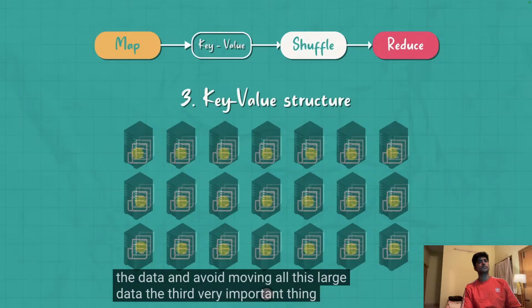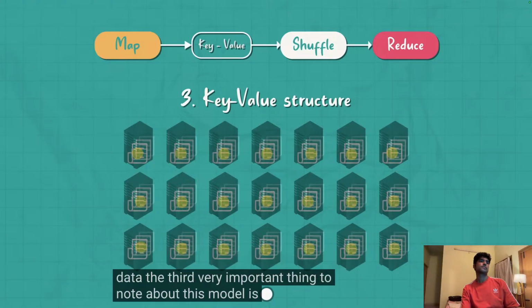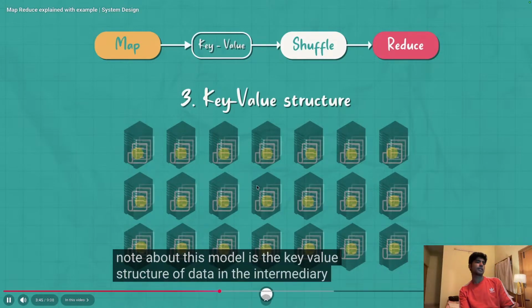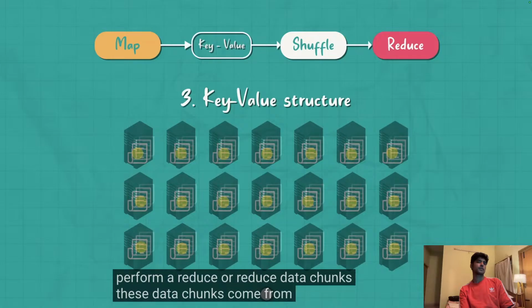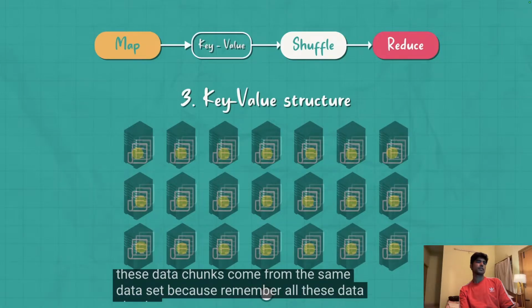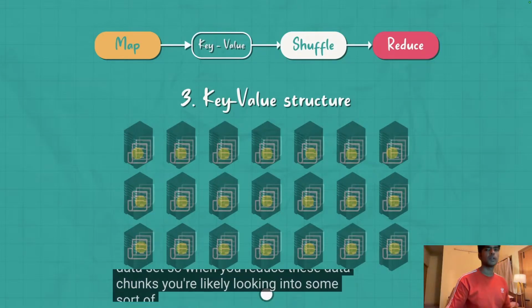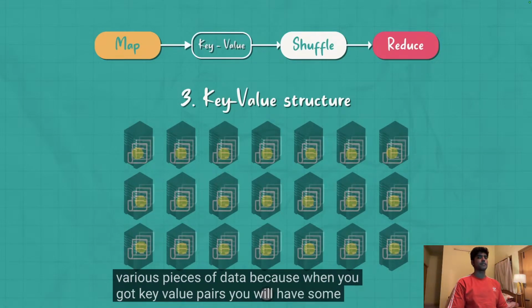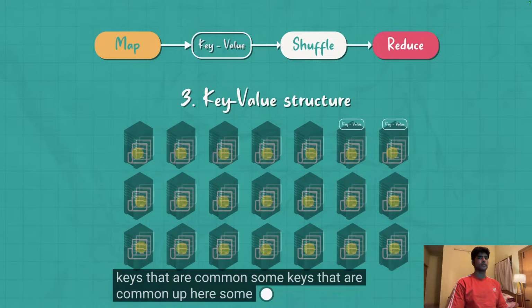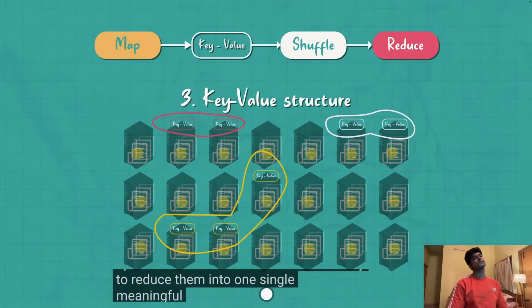The third very important thing to note about this model is that the key value structure of data in the intermediary step is very important, because when you reduce data chunks, these data chunks come from the same data set. Because remember, all these data chunks are chunks of the same large data set. So when you reduce these data chunks, you're likely looking into some sort of commonality or pattern in these various pieces of data. Because when you've got key value pairs, you'll have some keys that are common, some keys that are common up here or down here, and it becomes easy to reduce that into one single meaningful value based on that key.